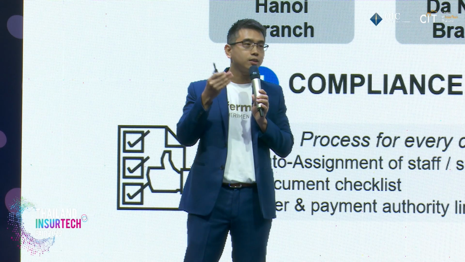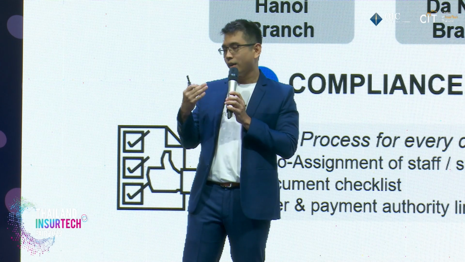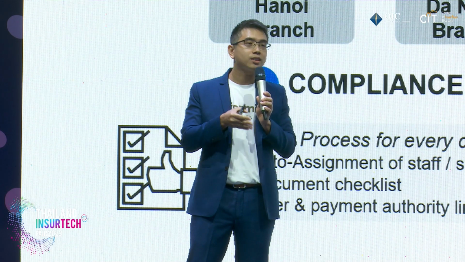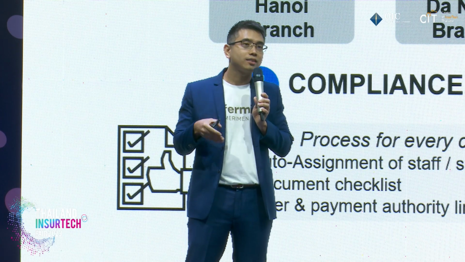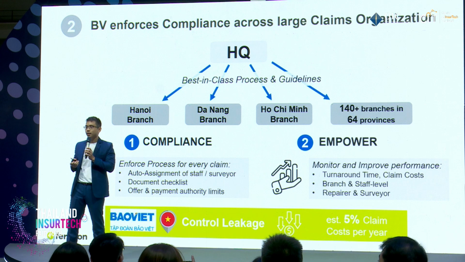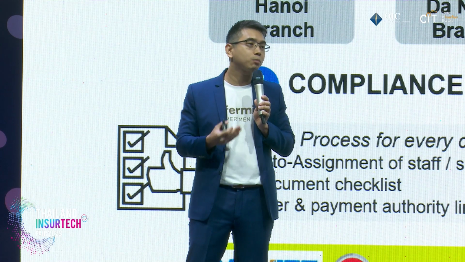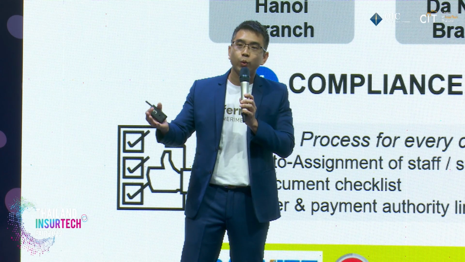My next example is from Vietnam. So Bao Viet Vietnam is the largest and number 1 insurer in Vietnam, and they have 140 branches in 64 provinces. Their challenge is how to roll out a best-in-class process, checklists and guidelines to each of these branches. So they tap on Merimen to enforce this compliance on every single claim. More importantly, they empowered their managers to monitor and control turnaround time and claim costs at the branch level, staff level, and even the workshops' and surveyors' performance. This enabled them to achieve controlled leakage, saving up to 5% of their claim costs each year, so that they can grow their business without increasing their cost.